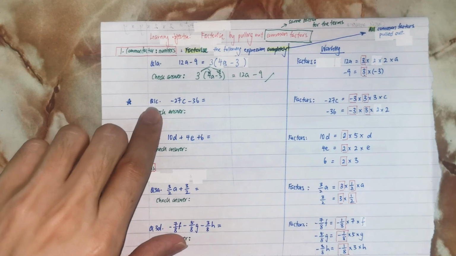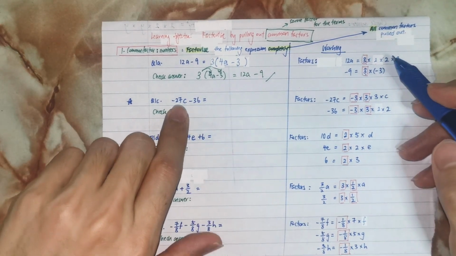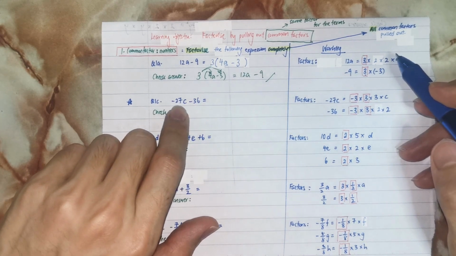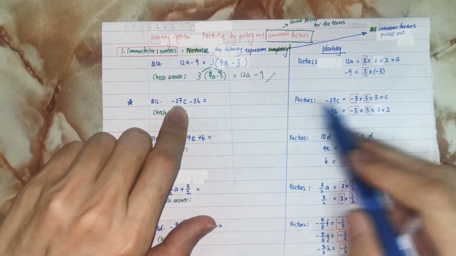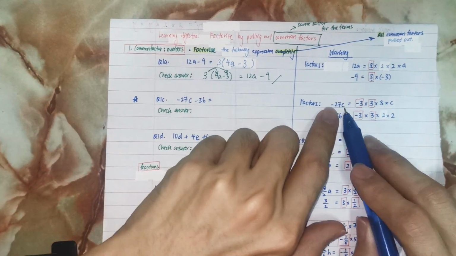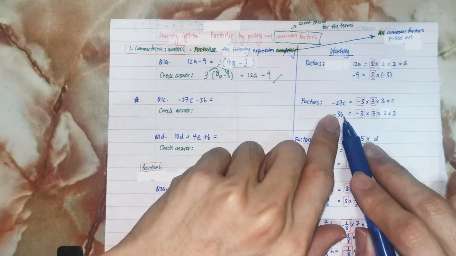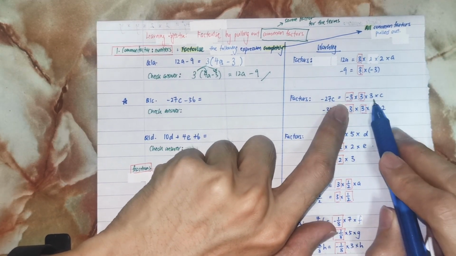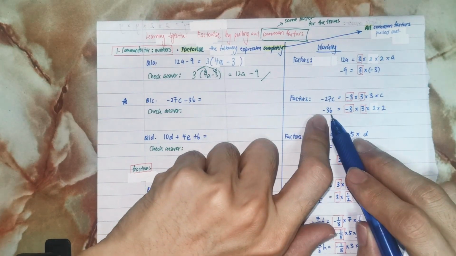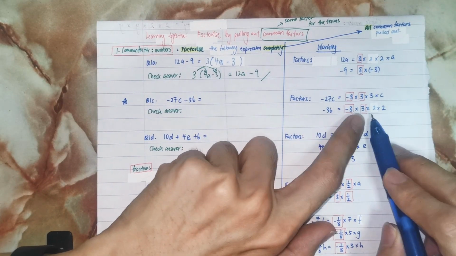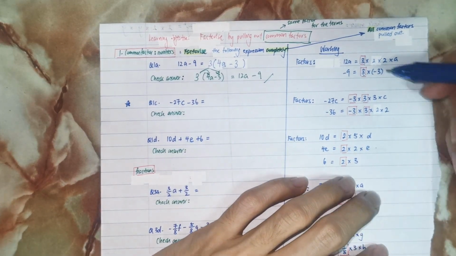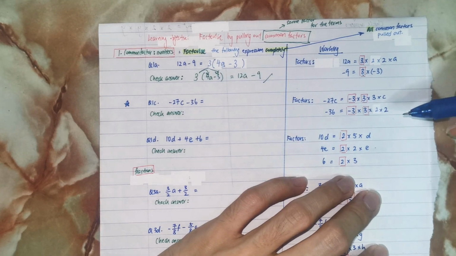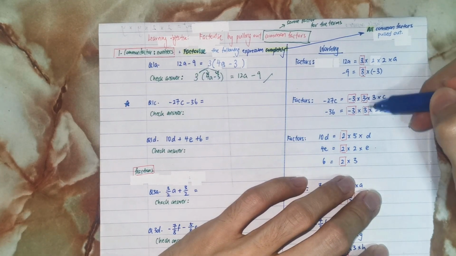So now let's look at 1C. For 1C, there is this expression, negative 27C minus 36. I break them up into their individual factors first. Negative 27C, I copy and put here. Negative 36, copy and put here. The factors of negative 27C will be negative 3 times 3 times 3 times C. While the factors of negative 36 will be negative 3 times 3 times 2 times 2. So I try to find out what the common factors are. Negative 3 is a common factor, so I box it out. And 3 is another common factor, so I box it out.